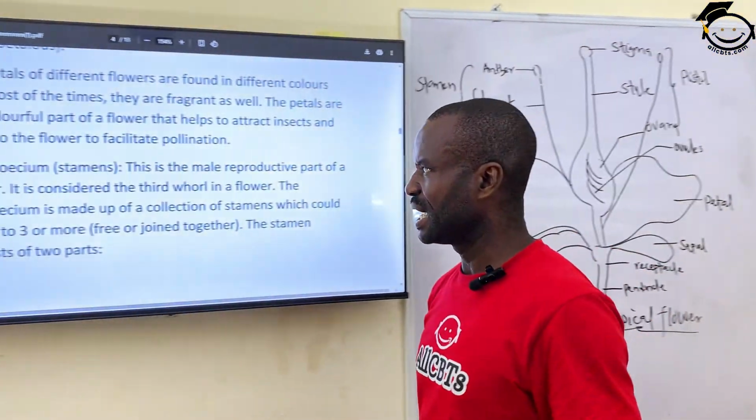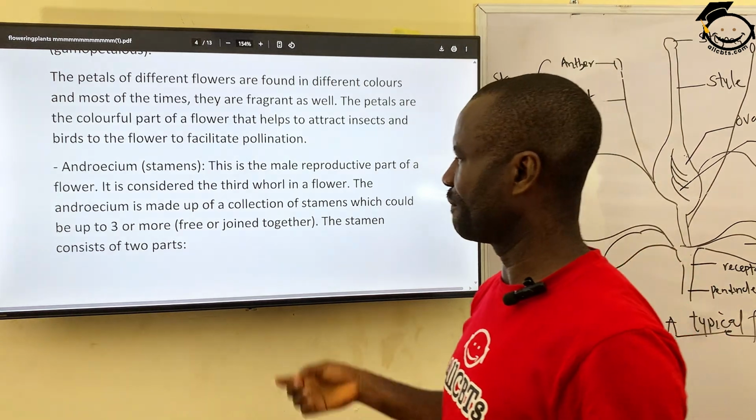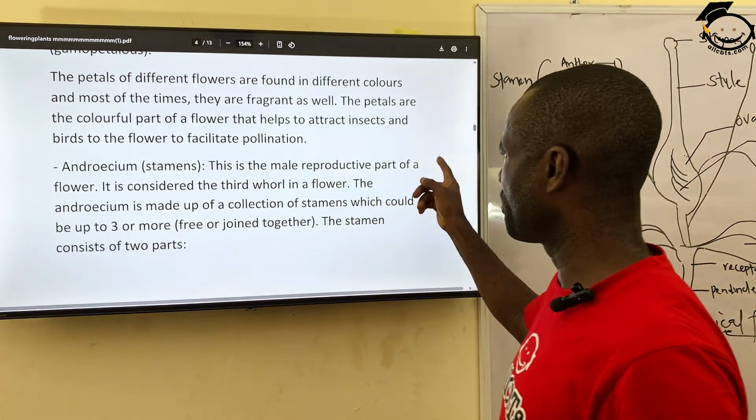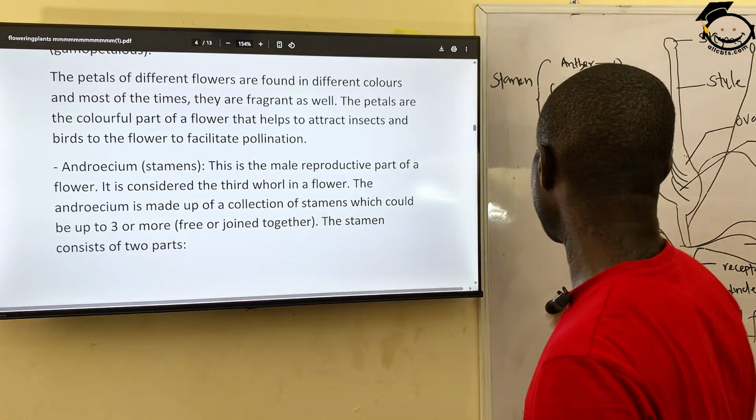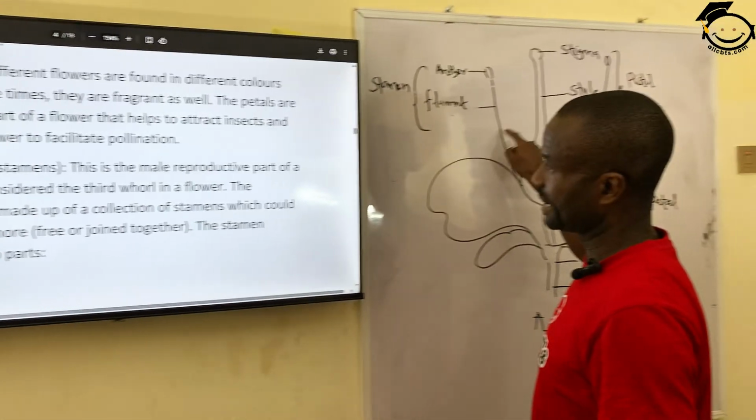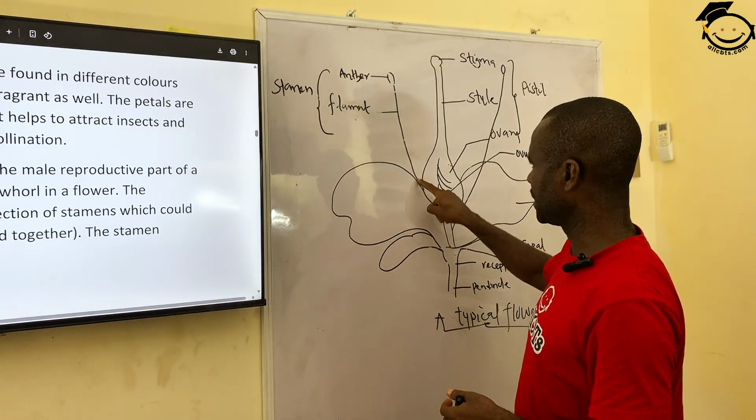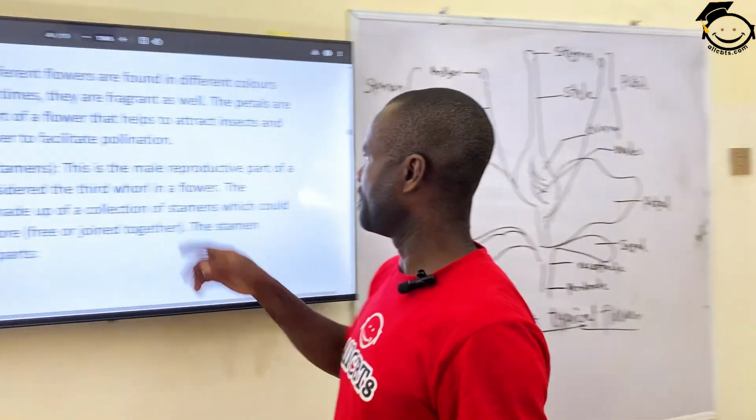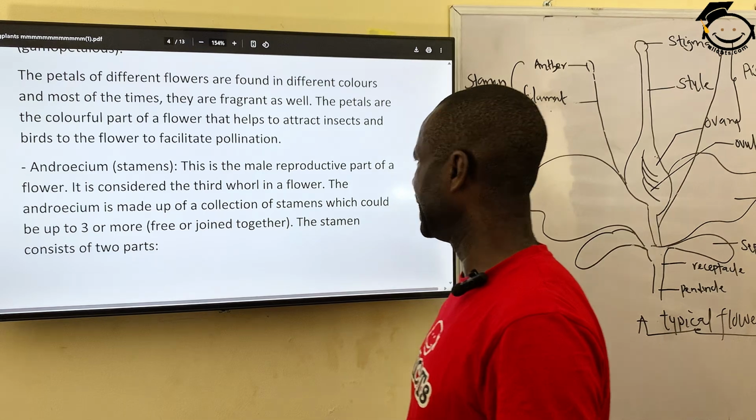Then the next one is the androecium, or the male sexual organ in a flower. This is the male reproductive part of a flower. It consists of the third whorl, that is, after the sepal, the next one is the androecium. You can see it as 1, 2, 3. Now, this is the male reproductive part of a flower. It consists of the third whorl in the flower.